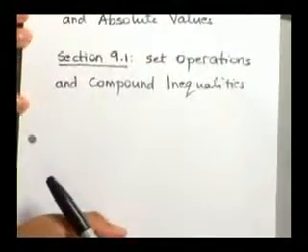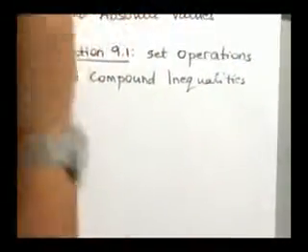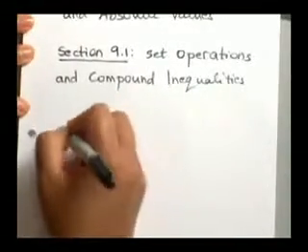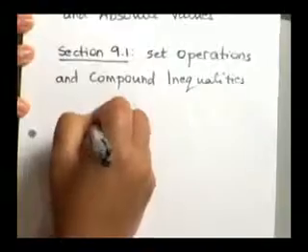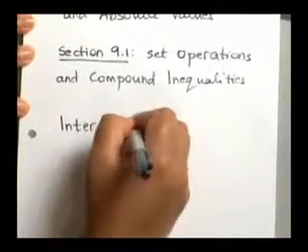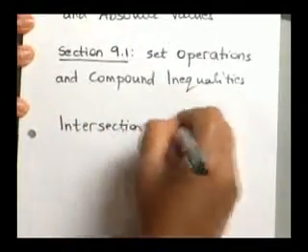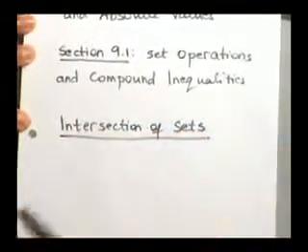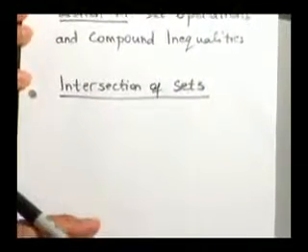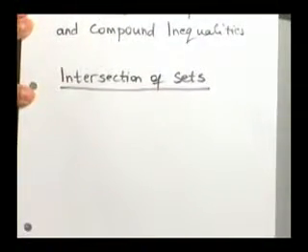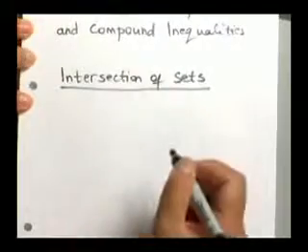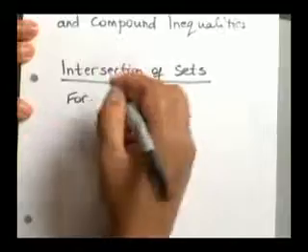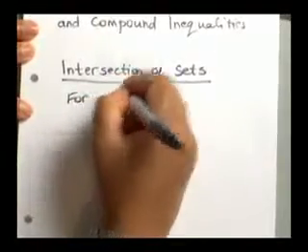Now, the first thing that I want to start with is a little bit of a review. In this one, I want to talk about how to find the intersection of two sets. And this will help us when we start solving the inequalities and absolute values. We will use this information of the intersection of sets. So let's look at our definition first.